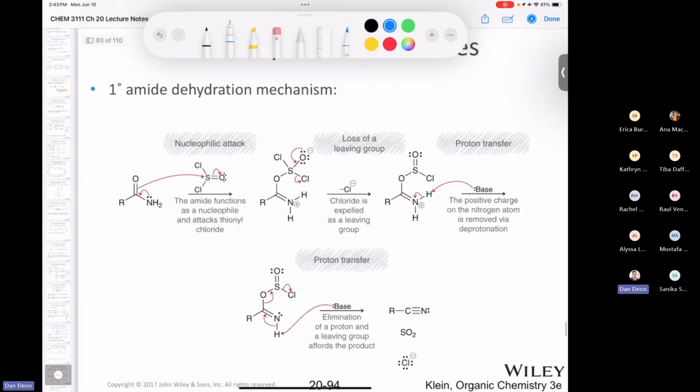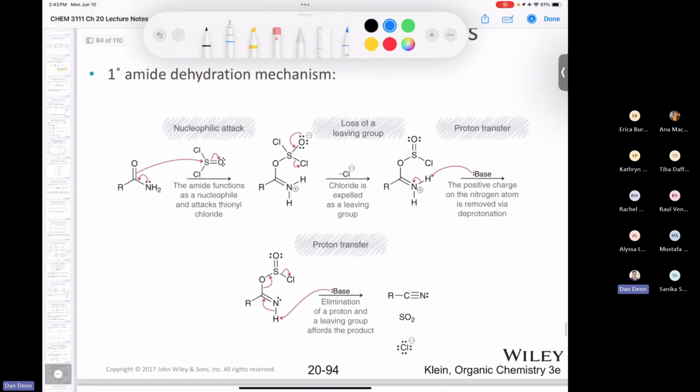Now, there is a mechanism supplied in the textbook, okay? This is the mechanism. I'll just write it on here so you have the evidence. Will not ask this mechanism, okay? You do not have to know this mechanism. The basic idea is that there's a nucleophilic attack between the primary amide and your thionyl chloride. Then you lose chloride as the leaving group.